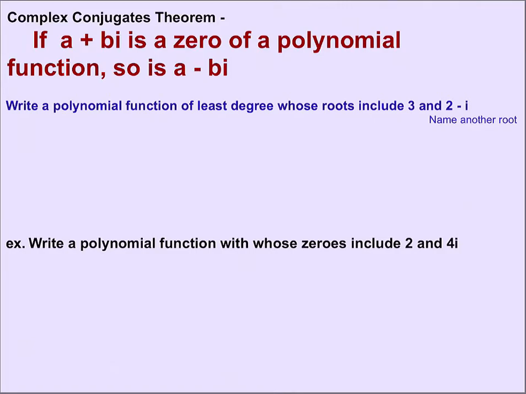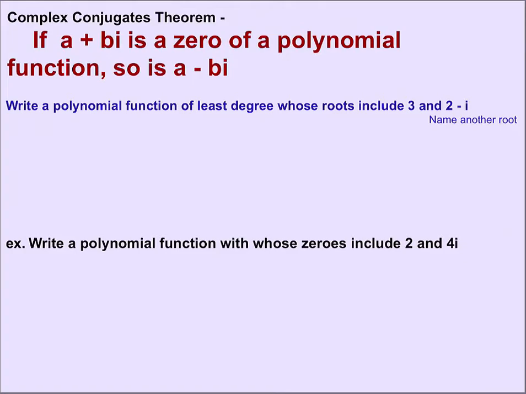This video is one more very fancy sounding theorem that is actually quite simple. It's called the complex conjugates theorem. Fancy words, but it's a simple idea. The complex conjugates theorem is that if a plus bi is a zero of a polynomial, meaning if you have an imaginary root of any polynomial, its conjugate, a minus bi, is also a root. That's it. That's the theorem. In other words, imaginary roots always come in pairs.